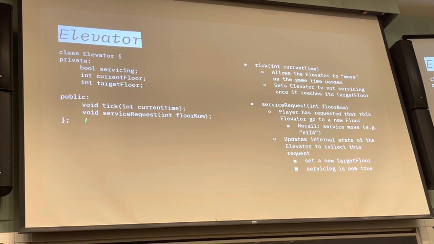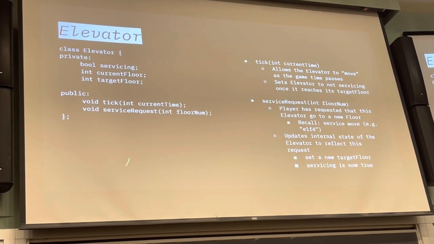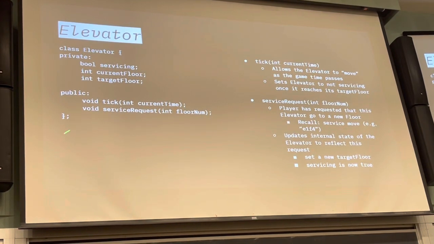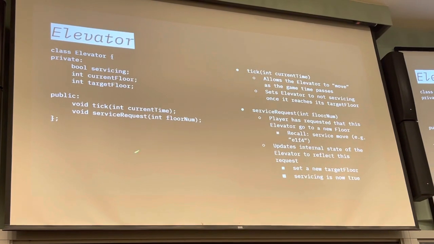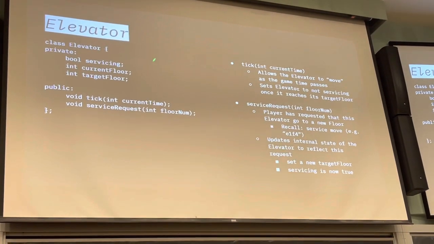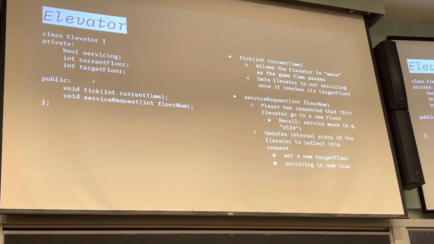And then we have these public member functions. Tick, right? We've seen that before, that's just going to move time forward, it takes in the current time. And void service request, that is how you're going to make this request, that is how you're going to edit these lovely little two variables right here. One variable.